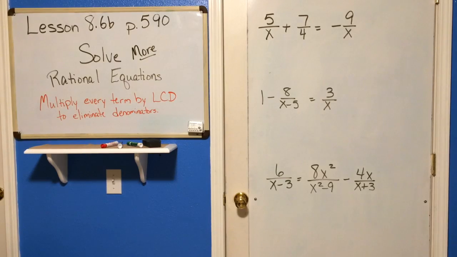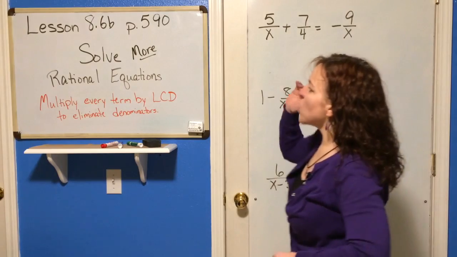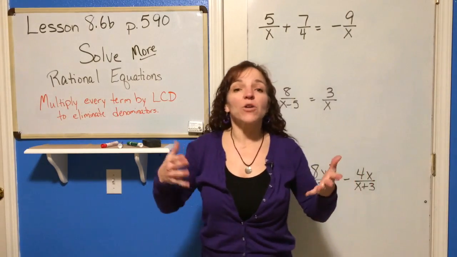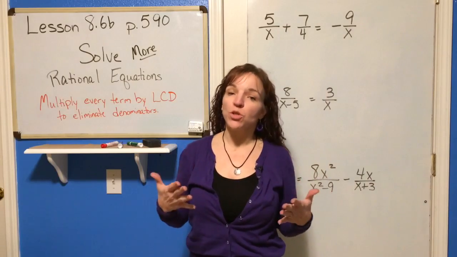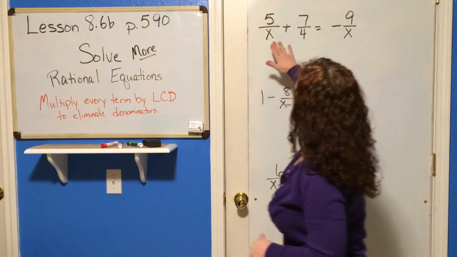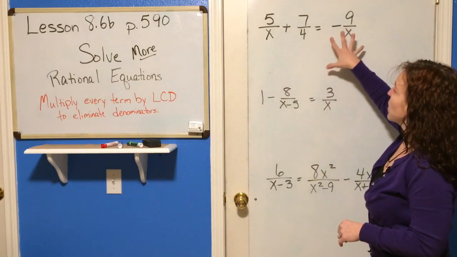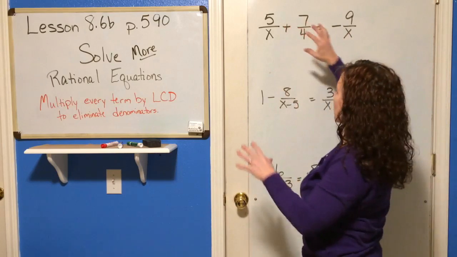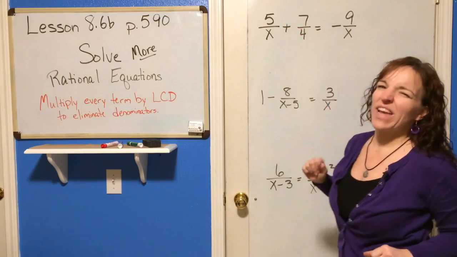Last section of this chapter, 8.6b, solve more rational equations. All right, so last time we had rational expressions that were simply a proportion, where we could just cross multiply and be done. Well, in this case, we're going to have rational equations that have fractions that are added to each other or subtracted, and so it's not quite as neat.